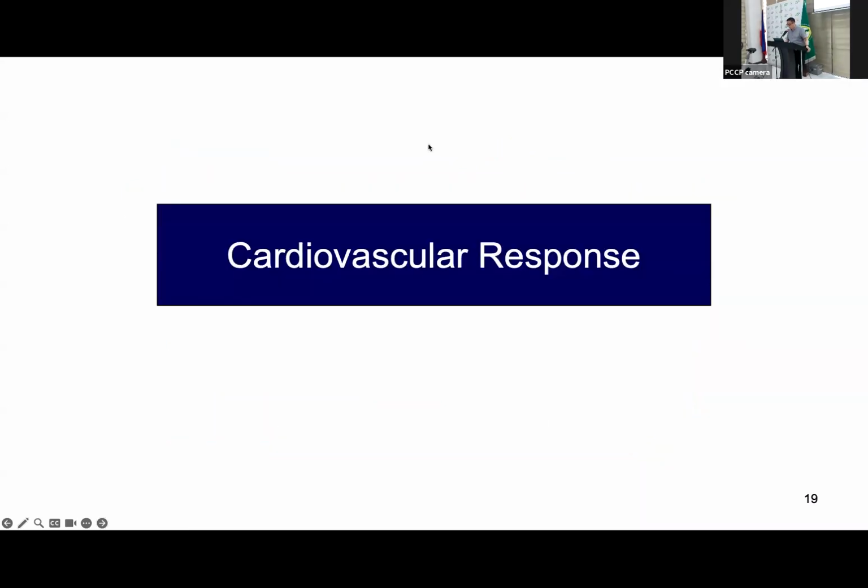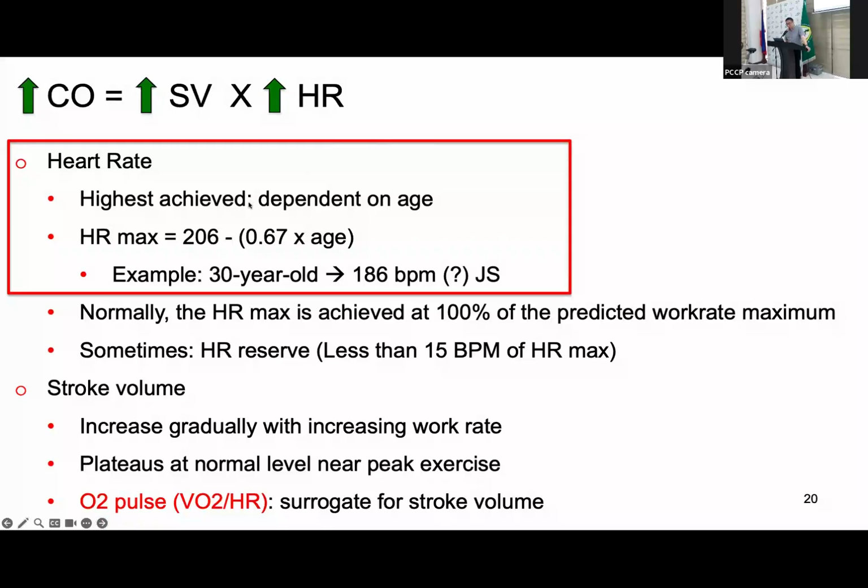So let's go to the cardiovascular response. Okay, the highest heart rate achieved depends on the age of the subject. So for you, you're in the range of 30 years old, your heart rate maximum is around 186.